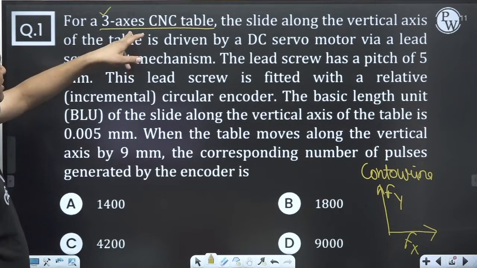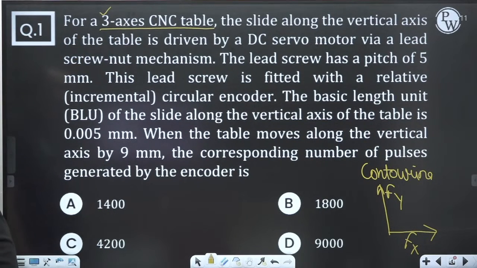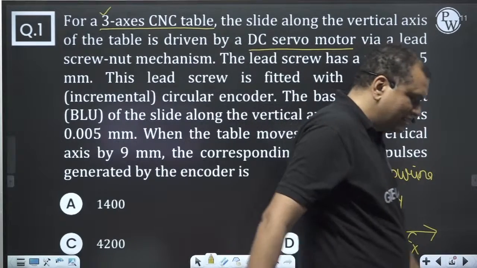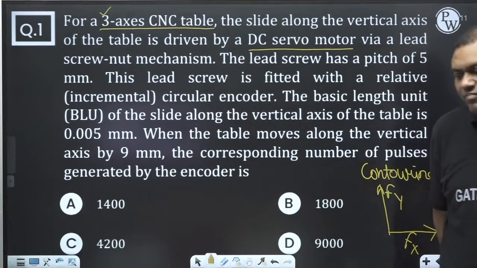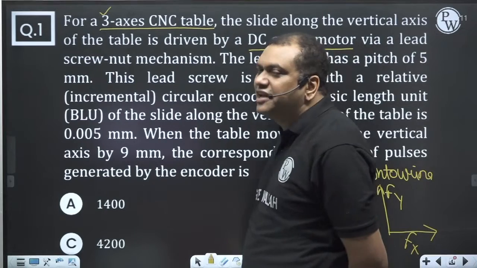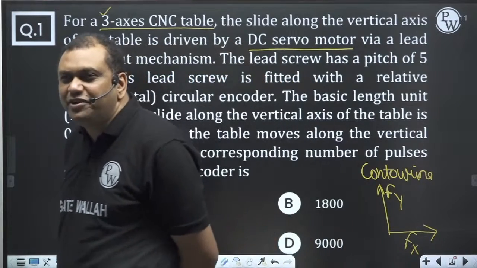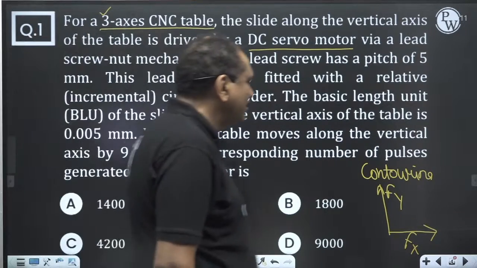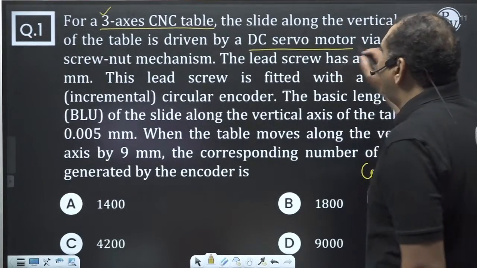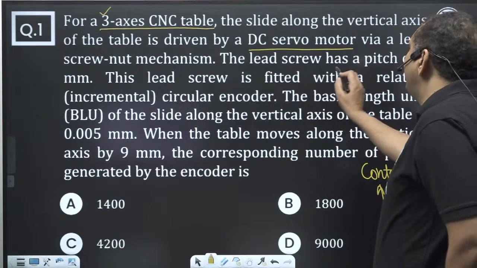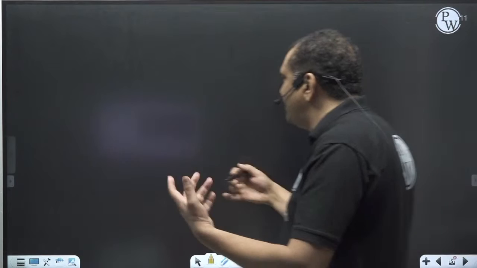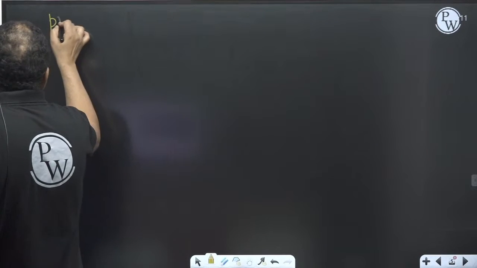Now read the question. For a 3-axis CNC table, the slide along the vertical axis of the table is driven by a DC servo motor. Kindly note that servo motors are used for heavy duty machines, and stepper motors are used for light machines. Via a lead screw nut mechanism, the lead screw has a pitch of 5 mm. So as the data is given, we will keep on writing.